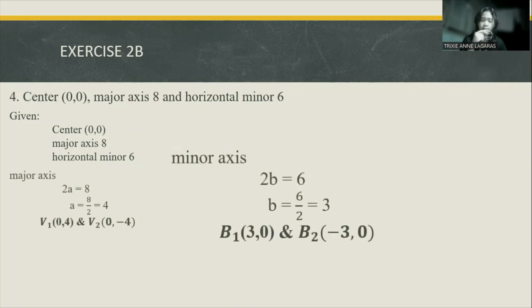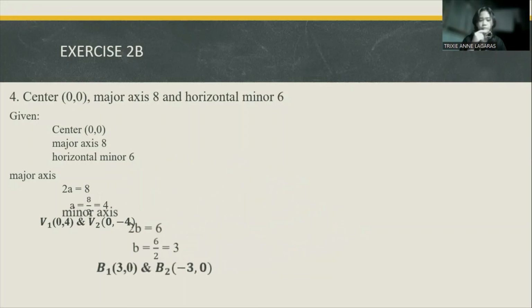So for minor axis, 2b equals 6. Same process, divide both sides by 2. So cancel the 2, makikita na ang b. So b equals 6 divided by 2 equals 3. So our b is equal to 3. So the endpoints of the minor axis are (3, 0) and (negative 3, 0).